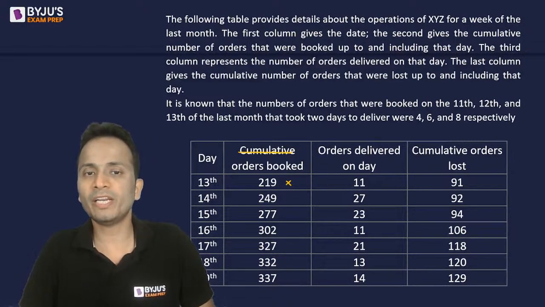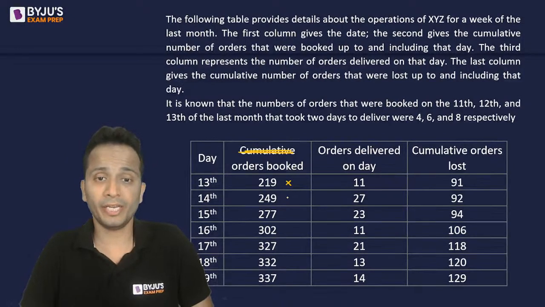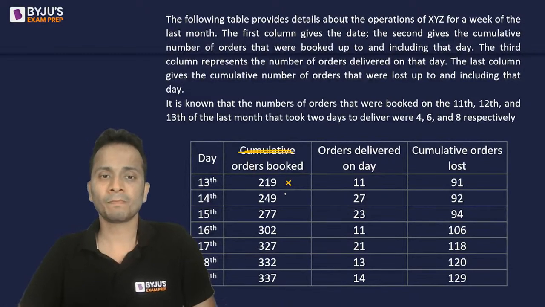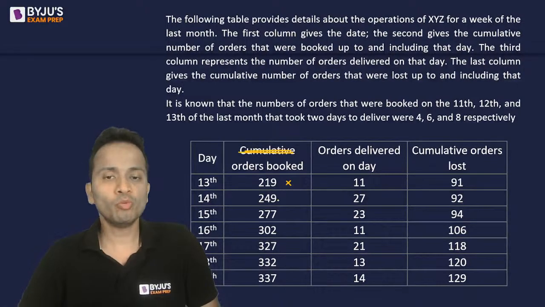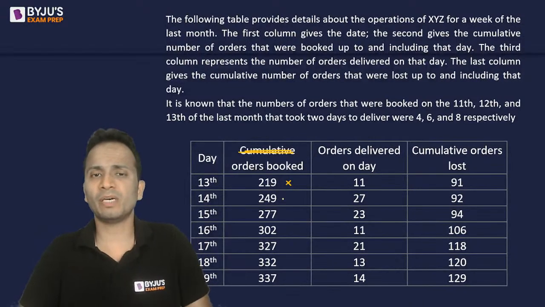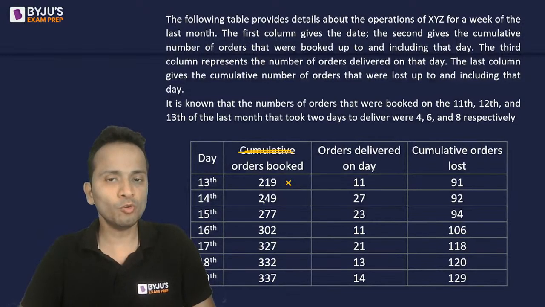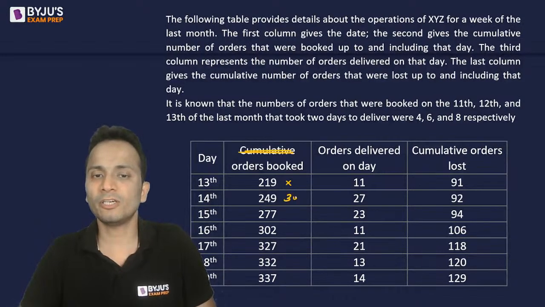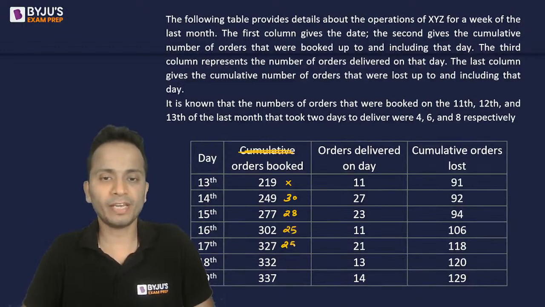So instead of cumulative, I will calculate the total number of orders that were booked on a particular day, right? So on 14th, cumulative is 249. Up till 13th, it was 219. So on 14th of this month, the number of orders that were booked were 249 minus 219, that is 30. Similarly, for 15th, it is 277 minus 249, which is 28, then 25, 25, then it is 5 and 5.